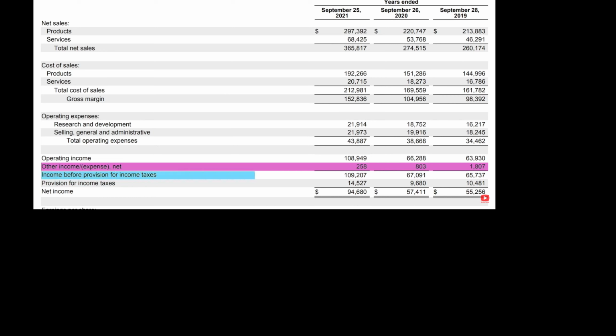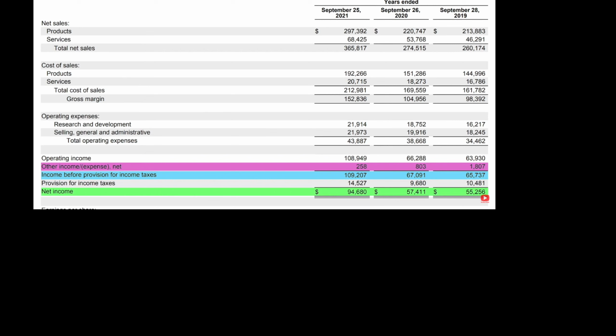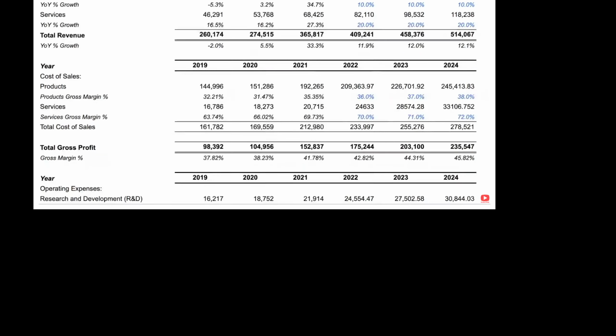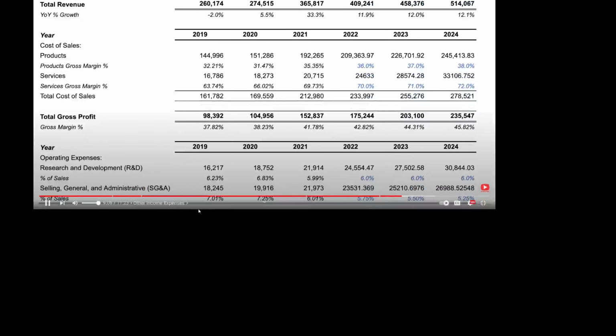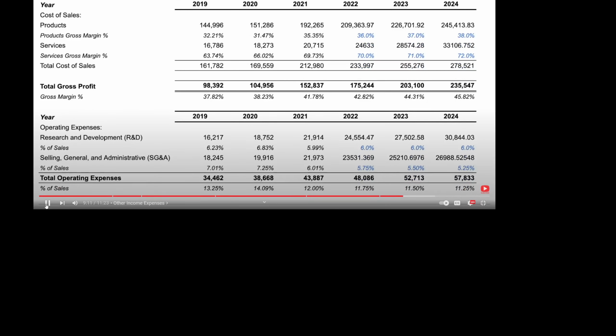Then we have earnings before taxes, which is exactly what it sounds like. We then subtract out taxes to get a final net income figure. This is the figure that most people think of when they are talking about a company's profit. So now that we have an understanding of the basics of an income statement, it's important to also have an understanding of how different growth and profitability related variables will affect the company's future results.